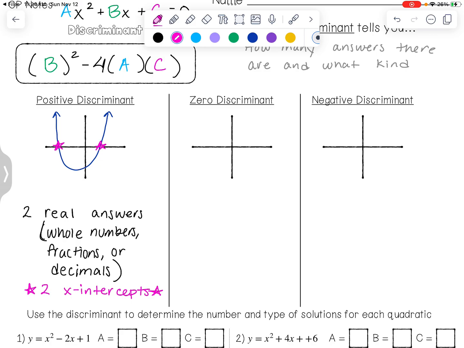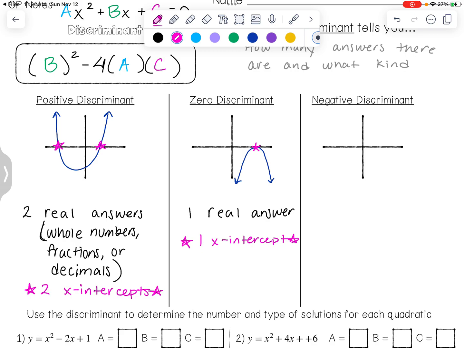If you have a discriminant of 0, so if you do b squared minus 4ac, you plug that formula into your calculator and you get an answer of 0, what that is telling you is that you have 1 real answer. So again, that could be a whole number, a fraction, or a decimal. What that tells us is that you only have 1 x-intercept. That's what the picture is going to look like. So when we go to draw a parabola, let's draw a downwards facing one this time. Right? It just tells us that that parabola only touches the x-axis once, and it's going to be at the vertex point of that parabola.